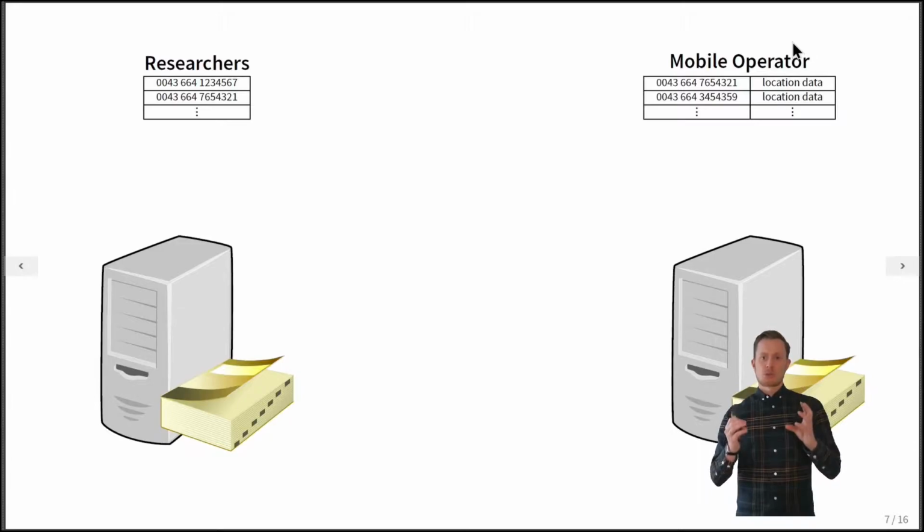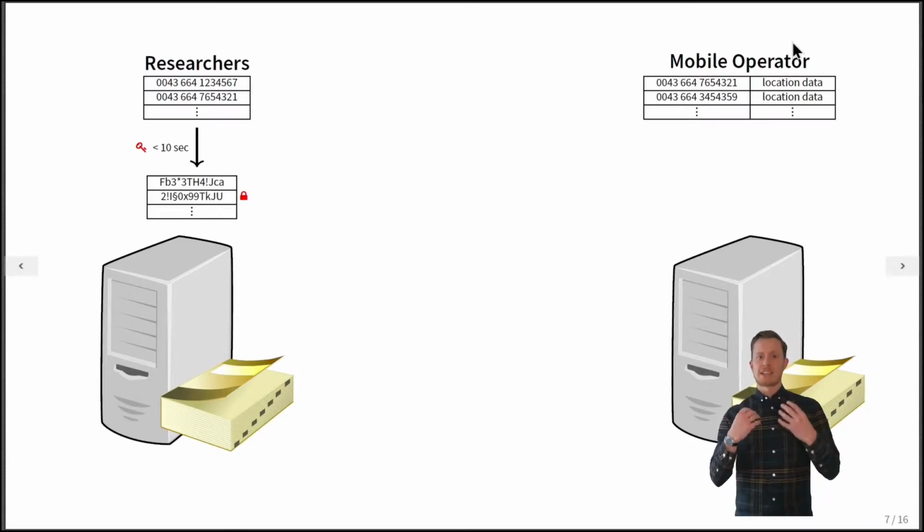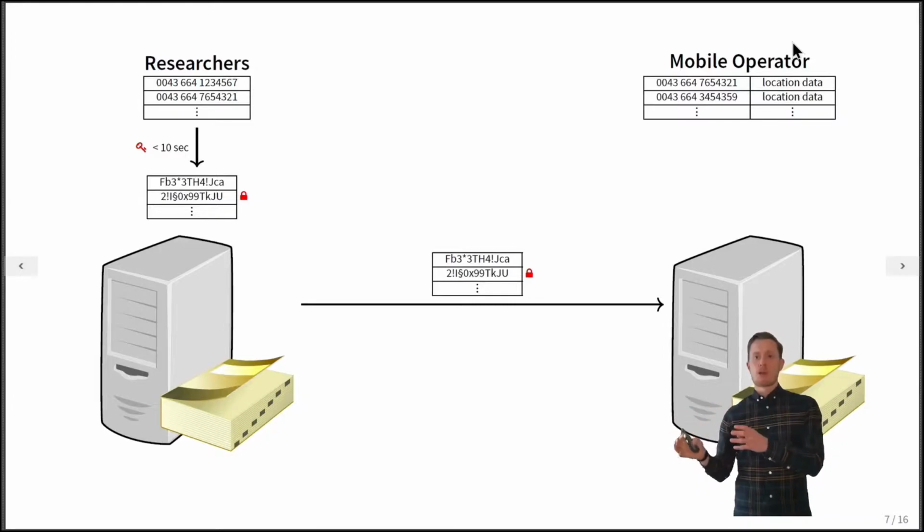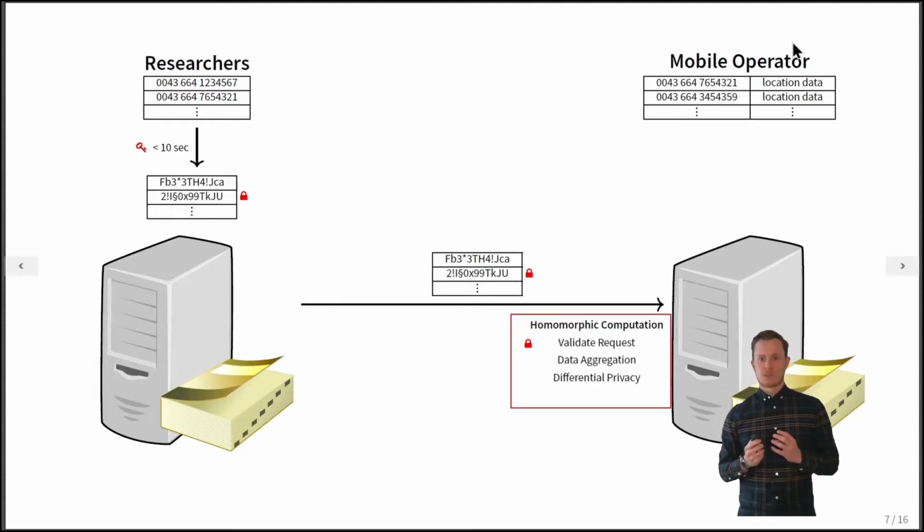Now let's look at the protocol. On the left you see the researchers that have the patient's identifiers, here depicted with their phone numbers. The first thing in the protocol is that the researchers encrypt these identifiers with homomorphic encryption. Then they can send it to the mobile operator, which has its own database of all its subscribers with associated location data. All the computation on the mobile network operator side happens in the homomorphic domain, so the patient's identifiers never get decrypted.